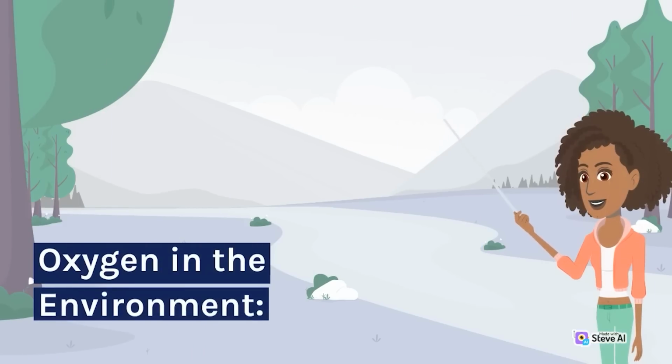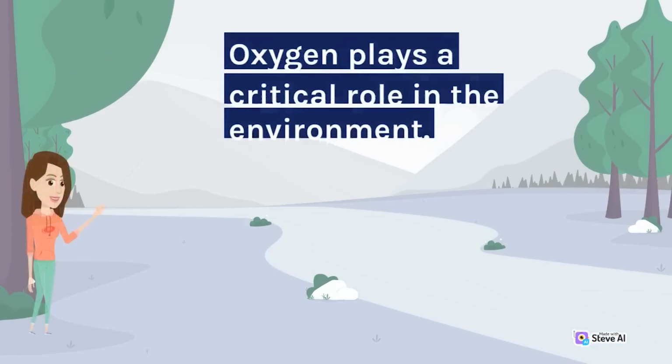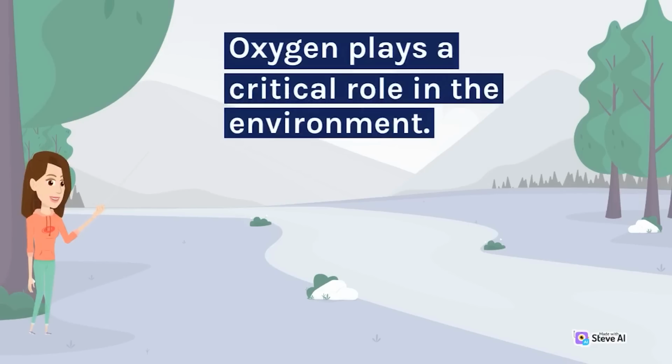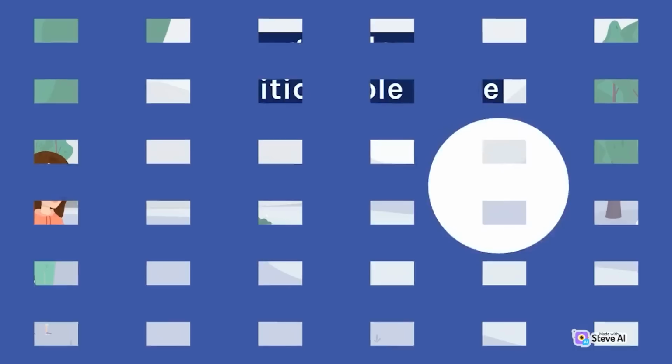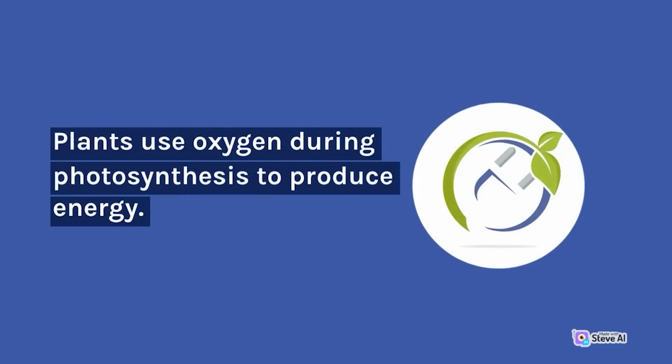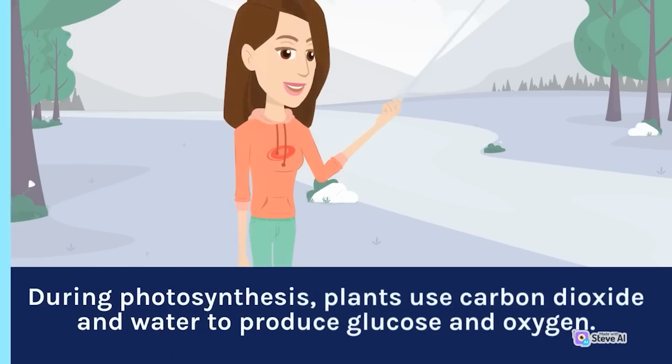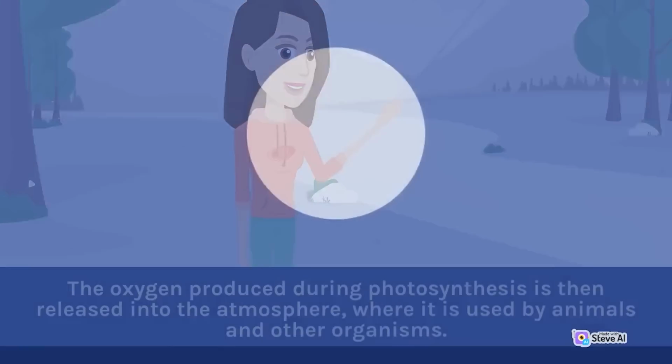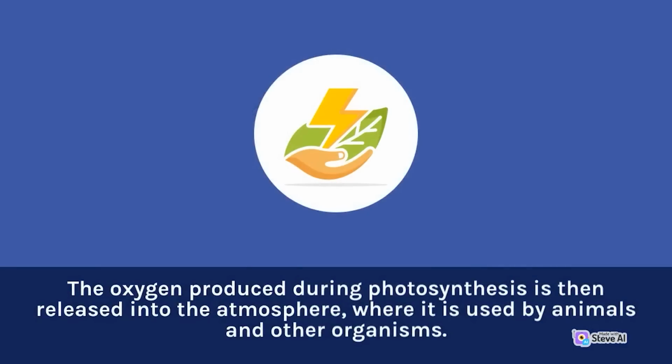Oxygen in the environment. Oxygen plays a critical role in the environment. Plants produce oxygen during photosynthesis. During photosynthesis, plants use carbon dioxide and water to produce glucose and oxygen. The oxygen produced during photosynthesis is then released into the atmosphere, where it is used by animals and other organisms.